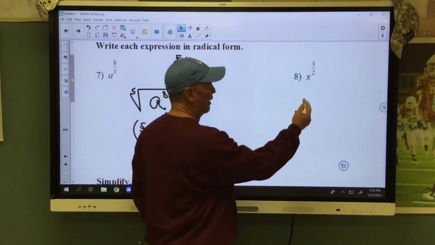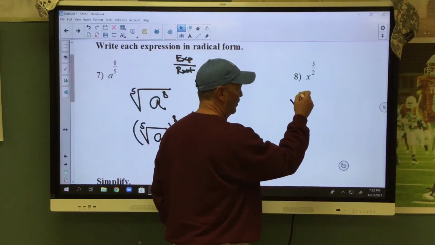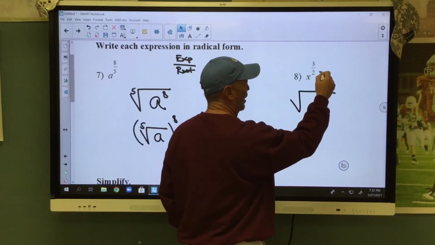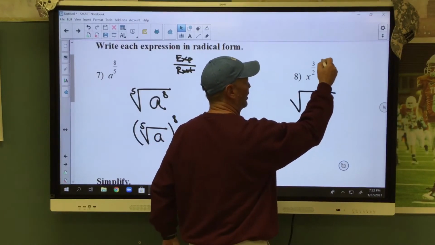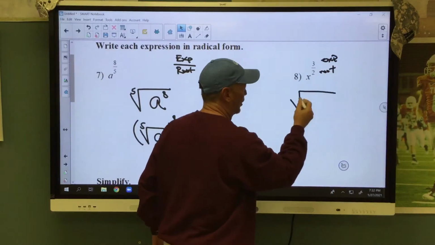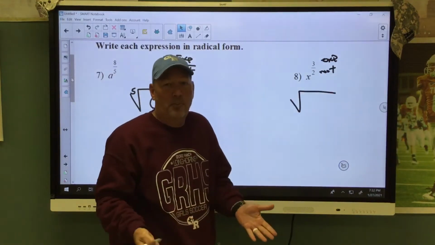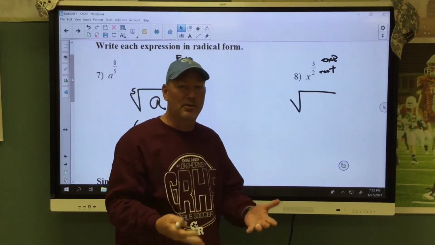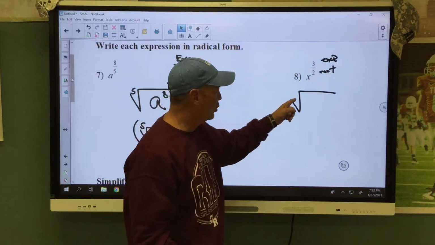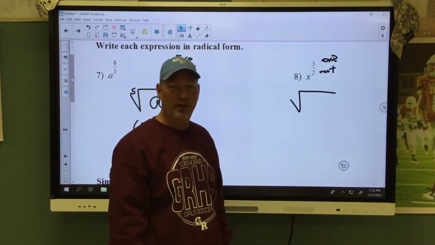All right, so what do we have here? I have a radical. This is my root. This is my exponent. So we're going to put a... I don't have to put the 2. If you want to put the 2 to make yourself feel better, you can, but when it's the square root, do we really need a 2 there?